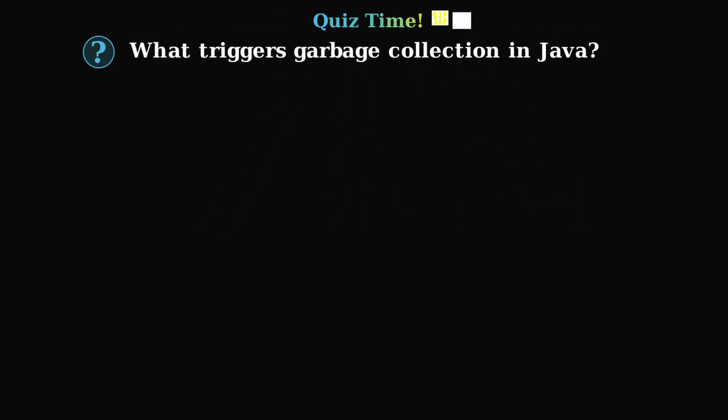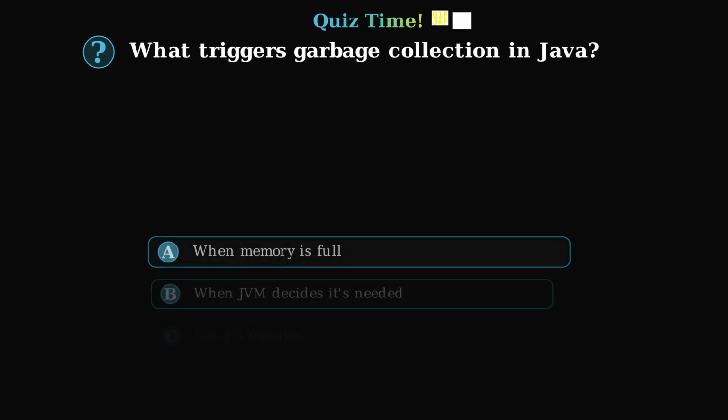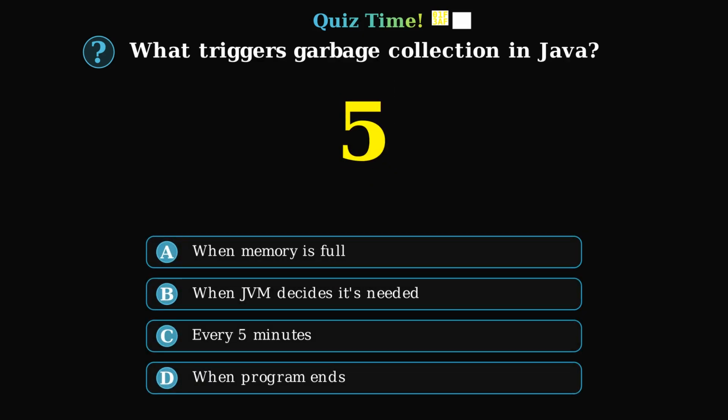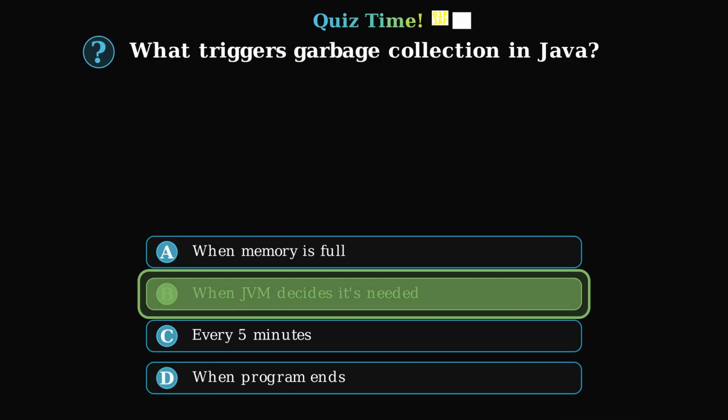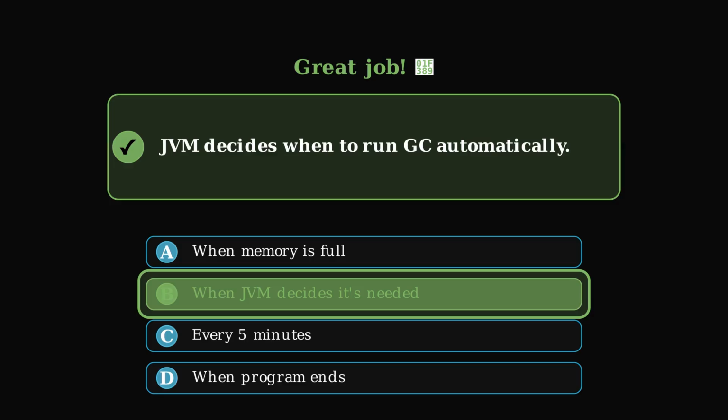Quiz time. Test your understanding. What triggers garbage collection in Java? Which one is correct? The correct answer is JVM decides when to run GC automatically.